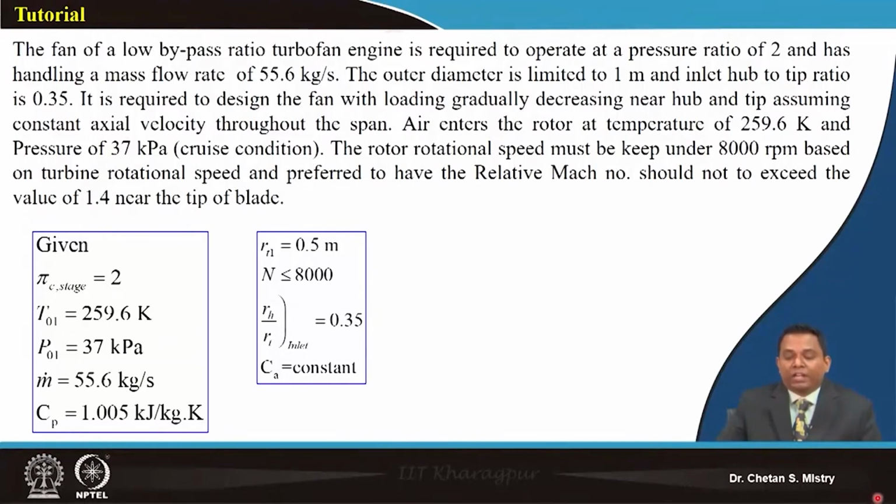Air enters the rotor at a temperature of 59.6 Kelvin and pressure of 37 kilopascal. This is a low bypass ratio engine, mainly used for fighter aircraft. Many times the designer prefers to go with the cruise condition, so this is a cruise condition. The rotor rotational speed must be kept under 8000 rpm based on the turbine rotational speed, and the Mach number should not exceed 1.4 near the tip region of the blade.